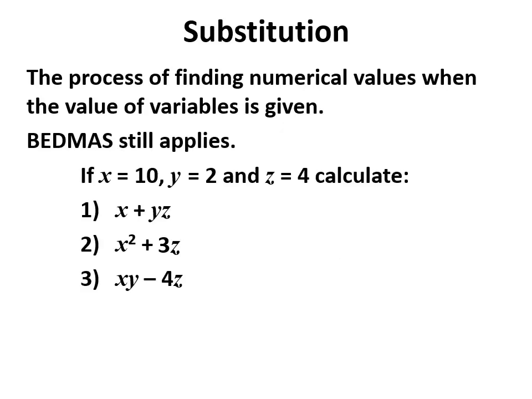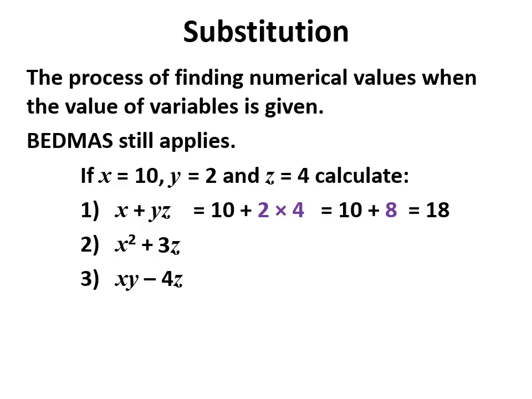Remembering that BEDMAS still applies, let's calculate these three. We've got values for x and y and z, and we substitute those in to our equations. So x plus y times z is 10 plus 2 times 4. The lack of a symbol between the y and the z means it's multiplication. Well, we have an addition and multiplication. BEDMAS says we multiply first. So 2 times 4 is 8, and only after that do we add the 10.